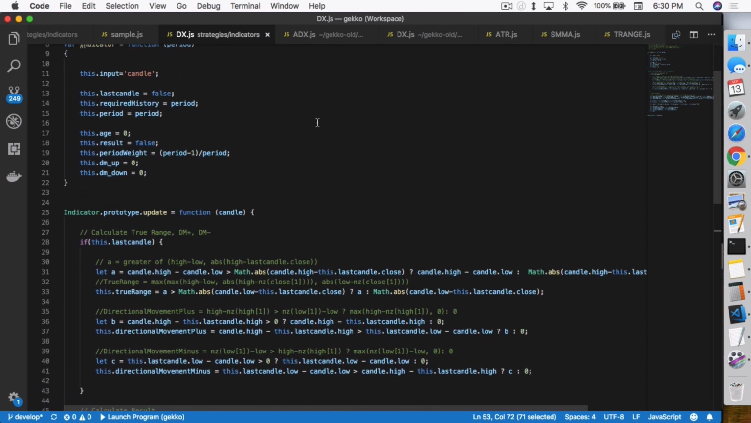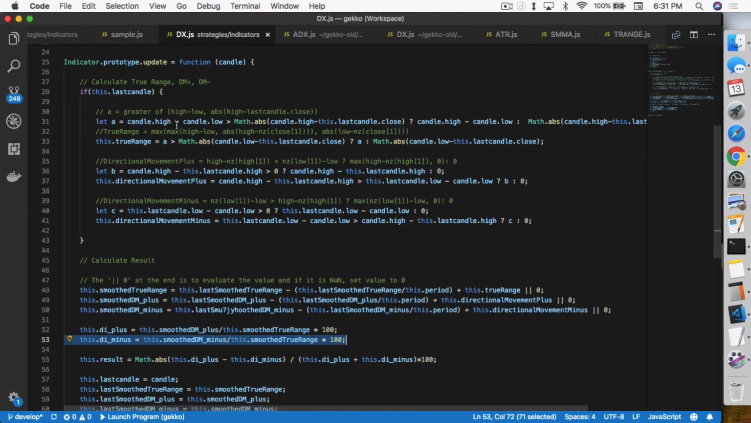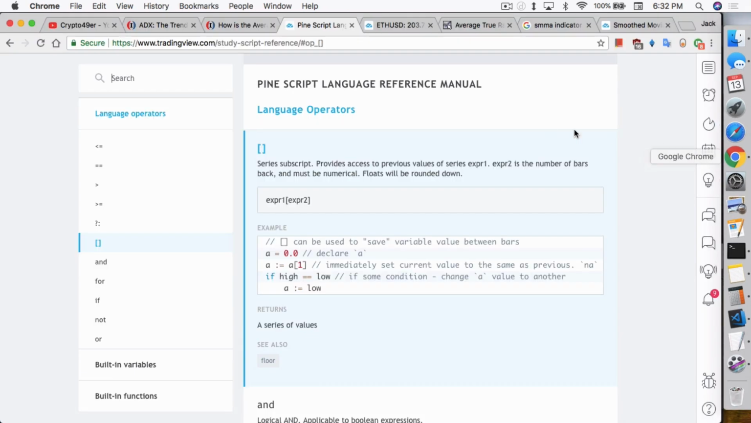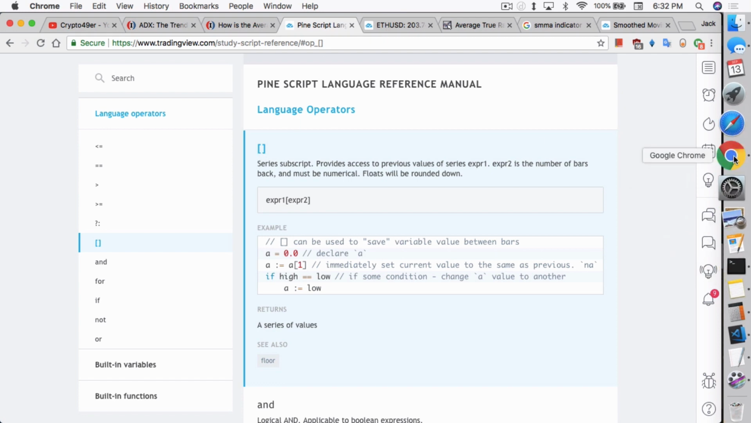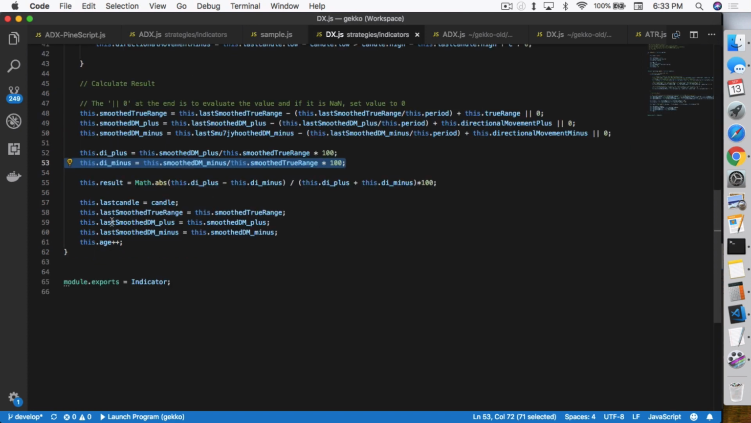So what I end up having to do is, within the DX function in here, since the DX function requires a calculation that uses the previous candle, I create the last candle variable right here, make it false. And then at the end of the update function, as you can see if we scroll down, I assign this dot last candle equal candle. But point being, whenever the Pine script language calls for a bracket like it has here, and if you go back into the strategy and into the Pine script indicator, you see that they use smooth true range bracket one. It means that it uses the smooth true range of the previous candle. So I was filling in the information. I was using this dot last smooth true range and filling it in with the current one, so that when it reads it the next time around, it will have the last one to calculate, and so on and so forth, repeat the process.